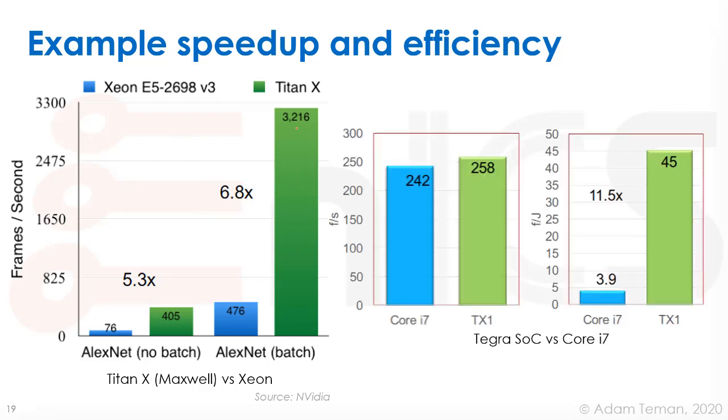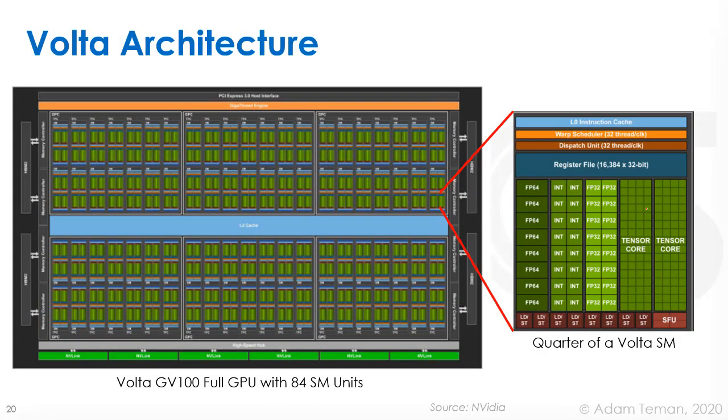Okay, and same thing if we go to inference and we take the Tegra SoC, which I told you is their line of SoCs that they're now selling for deep learning. It doesn't have that much better a speed up if you're looking at just the number of frames per second, but it is much more energy efficient than a Core i7 at doing inference.